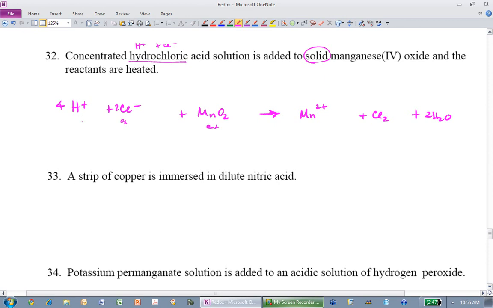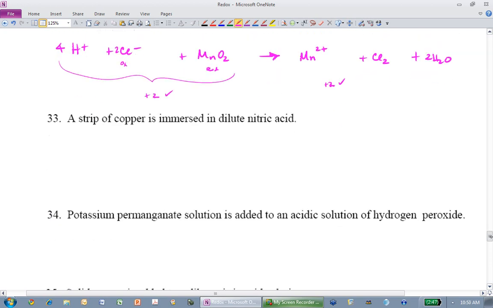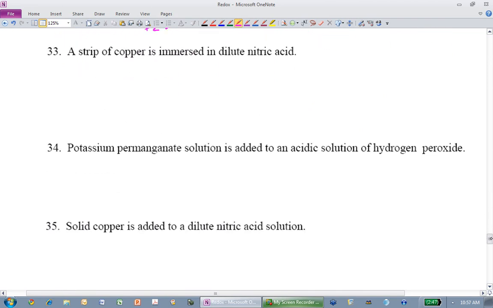I think I'm done. What's the total charge on this side? +2 and +2. We're finished. So that one was actually an easy one, but you've got to know a few random acts of chemistry. And manganese 4 oxide is going to make Mn2 plus, just like you keep seeing permanganate do that. Manganese can make a lot of different oxidation states.